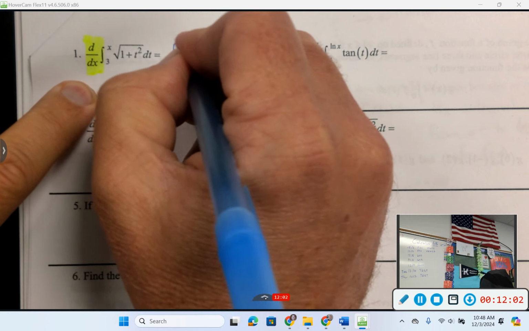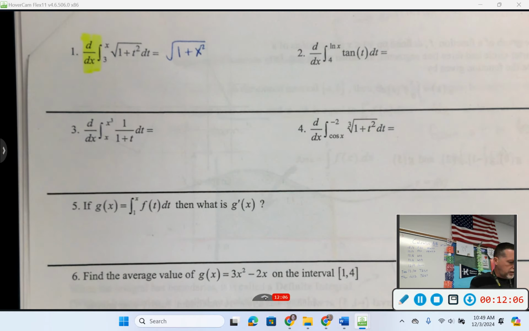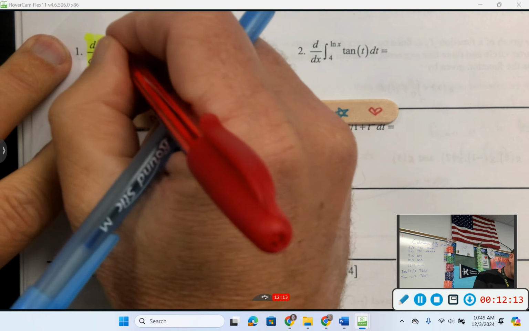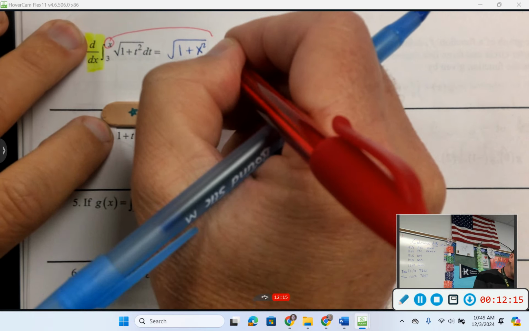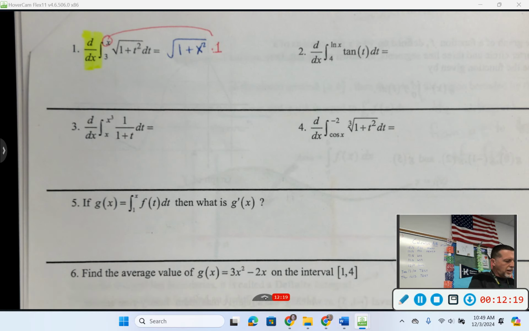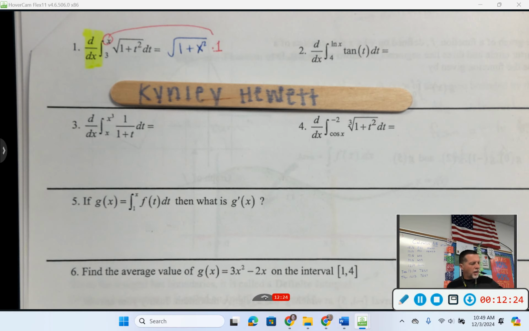Plug in the top, don't forget the chain rule. What's the chain rule off of x? 1. And then, do I need to plug in the bottom? And if not, why not?